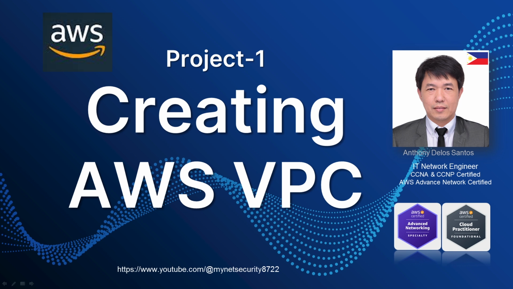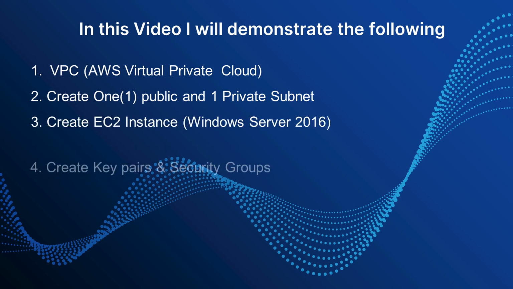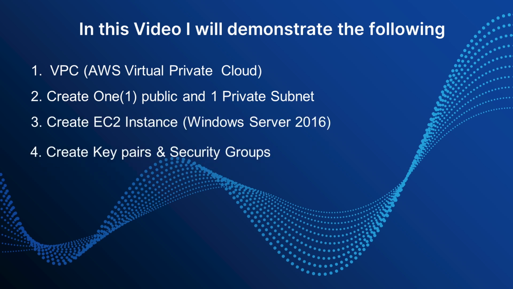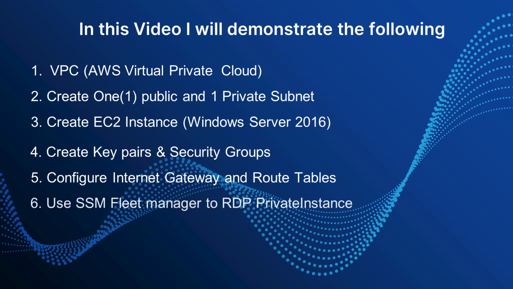In today's video, I will create a VPC. I will create one public and one private subnet. I will create an EC2 instance, which is Windows Server 2016. I will create a key pair and security groups for the RDP. I will configure the internet gateway and route tables.